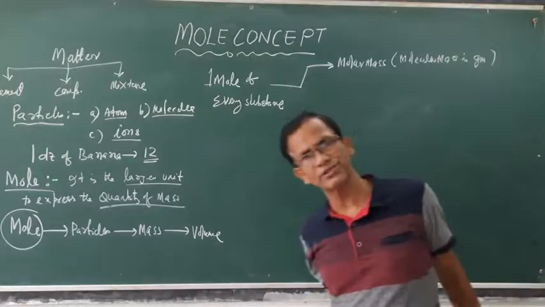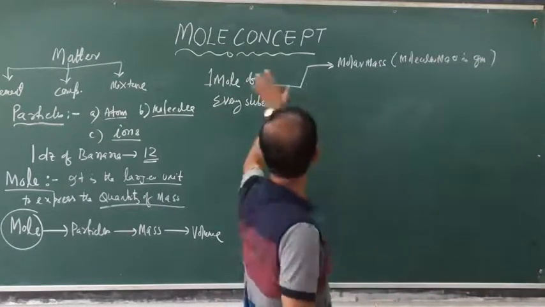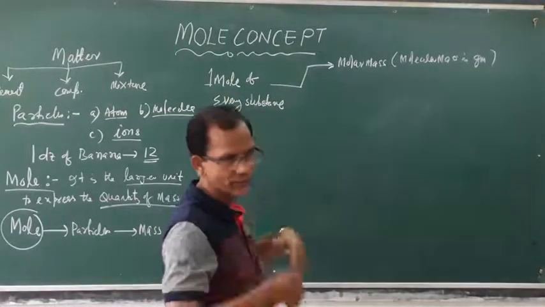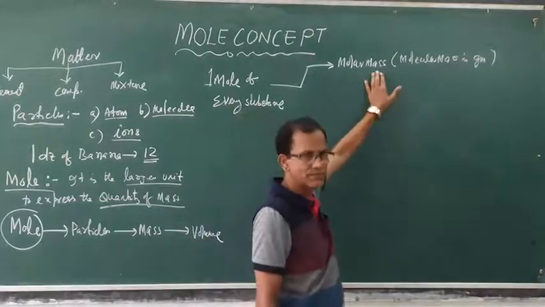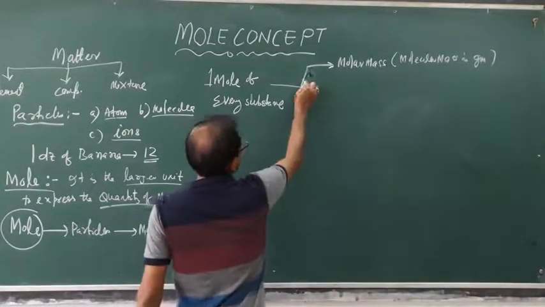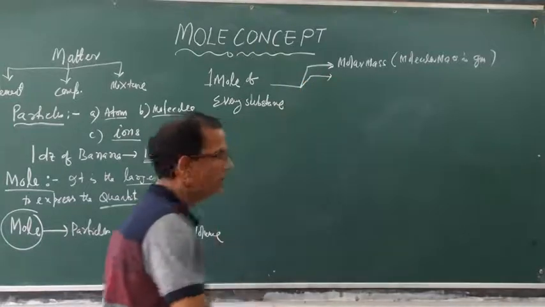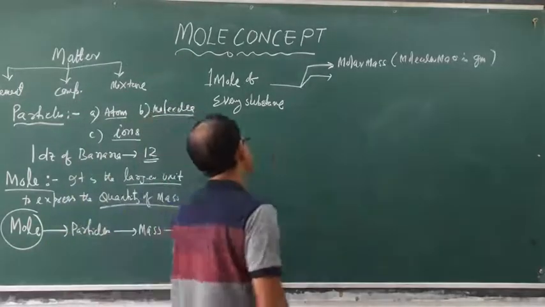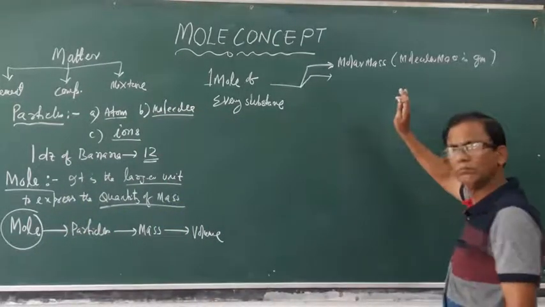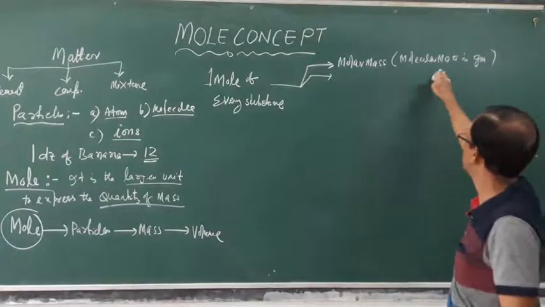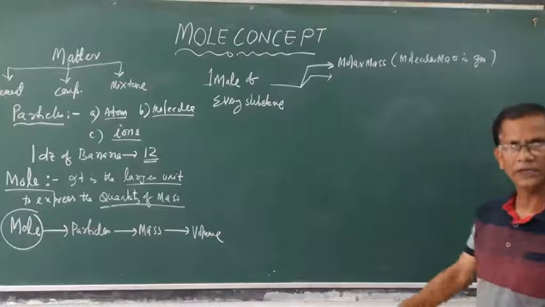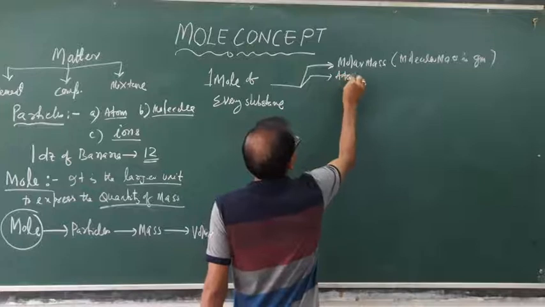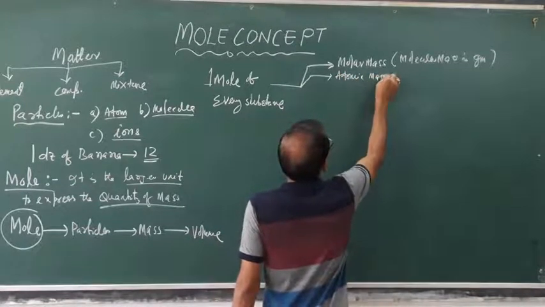We know molecular weight, molecular mass, atomic mass. So 1 mole of a substance in terms of mass is equal to the molar mass. It is also expressed as gram atomic mass. Molar mass means molecular mass in gram. It is also expressed as atomic mass in gram.